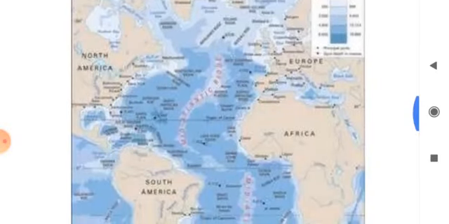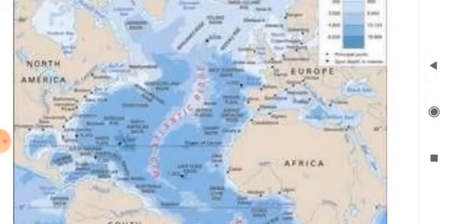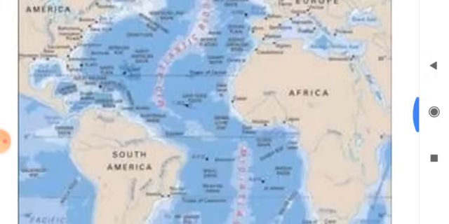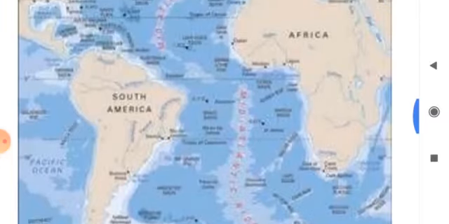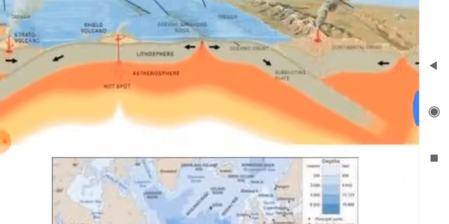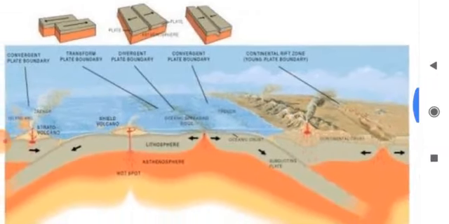Look at the map. In this map, mid-Atlantic ridge is written here in red color. The mid-Atlantic ridge is a mid-oceanic ridge. It is a divergent plate boundary. So, what is a divergent plate boundary?